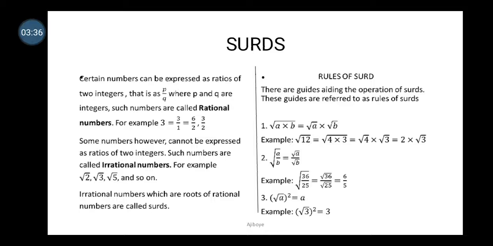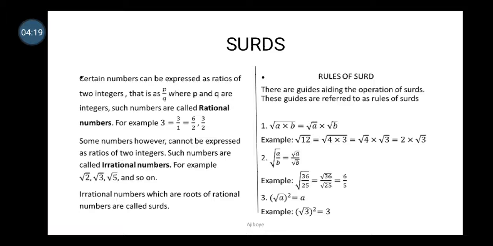For example, the square root of prime numbers, square root of 2, square root of 3, square root of 5, and so on. Irrational numbers, which are roots of prime numbers, are called surds. So you may come across such numbers and want to learn how to handle them, how to add, multiply, or use such numbers whenever you come across them in mathematical expressions. It has a very wide range of applications, so you should learn how to handle them.